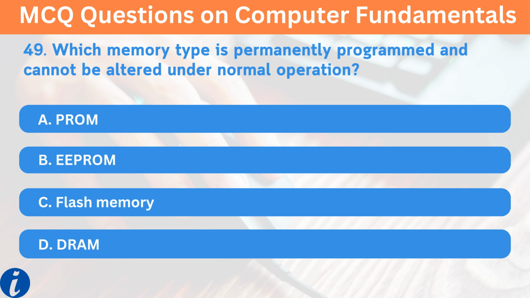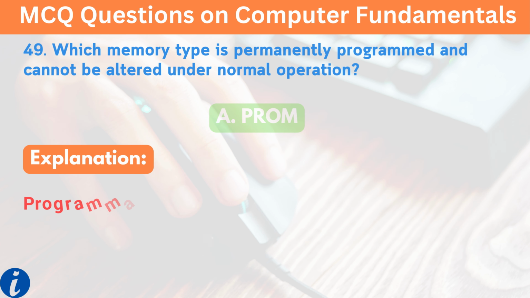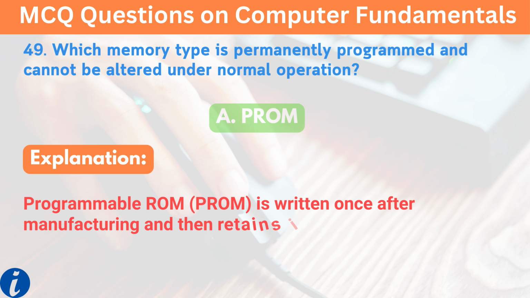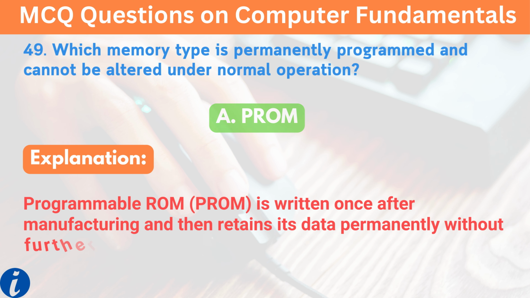49. Which memory type is permanently programmed and cannot be altered under normal operation? A. PROM. B. EEPROM. C. Flash memory. D. DRAM. The correct answer is A. PROM. Explanation. Programmable ROM, PROM, is written once after manufacturing and then retains its data permanently without further alteration.